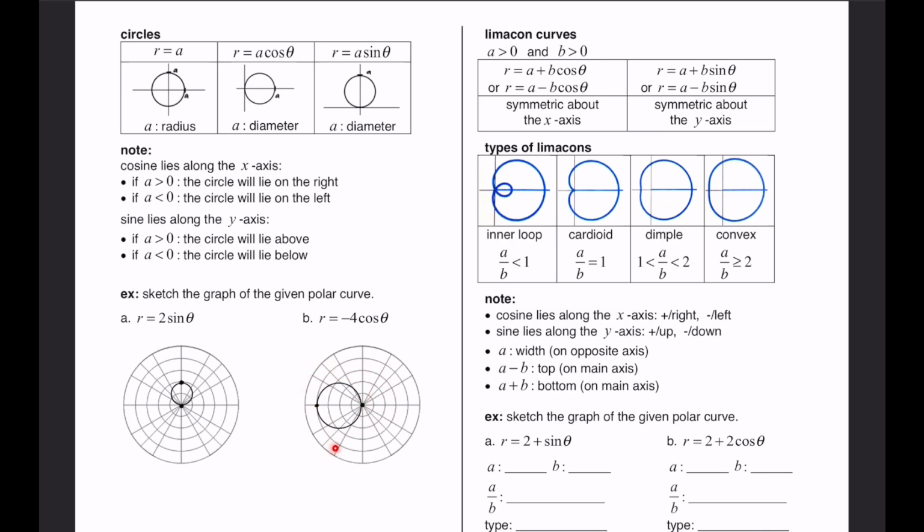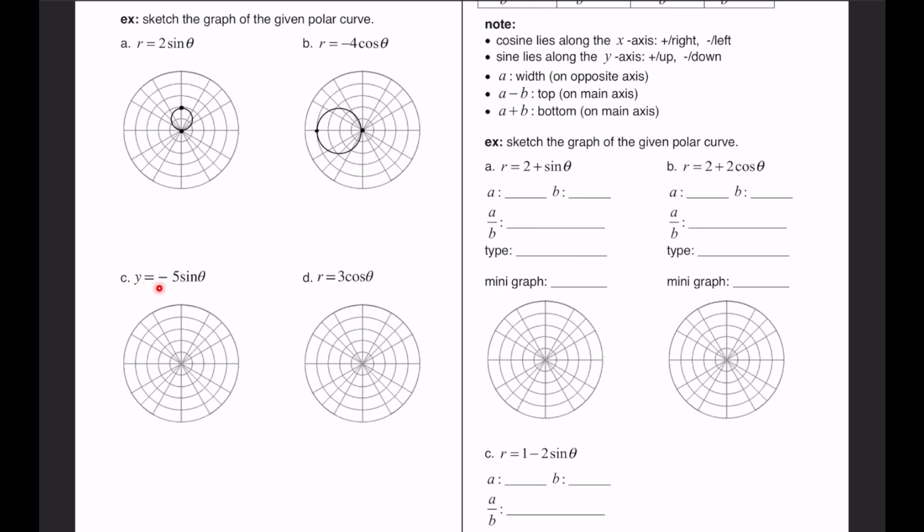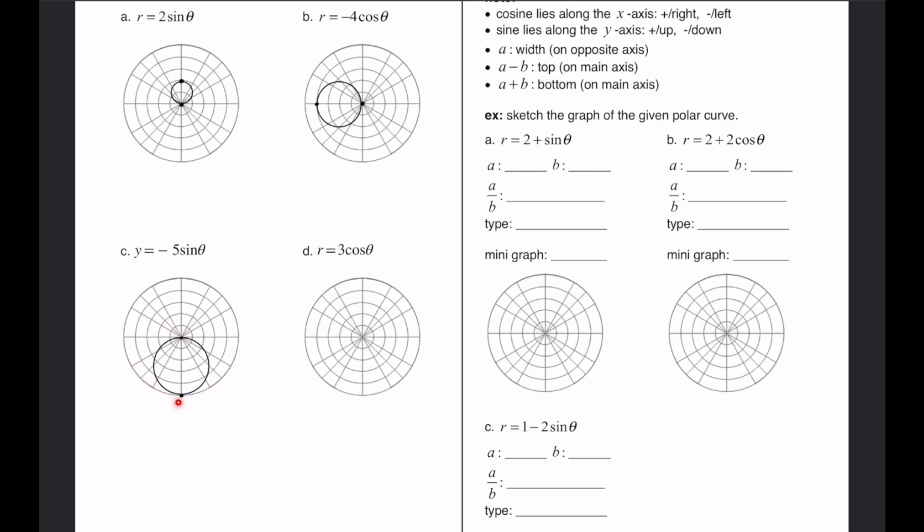And here's our graph. For part C, we have r equals negative 5 sine theta. Because we have sine, the graph will lie along the y-axis, and because a is negative, the graph will be below. I counted out 5, 1, 2, 3, 4, 5, and that's going to give us the diameter. Okay, so here's our graph. And then finally, we have part D, r equals 3 cosine theta. The graph is cosine, it lies along the x-axis, 3 is the diameter, and 3 is positive, so it's on the right. So here's our polar curve.